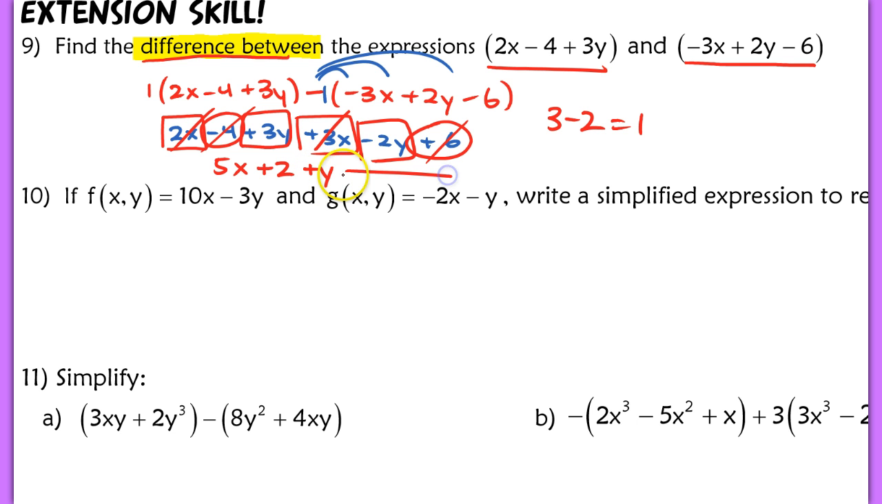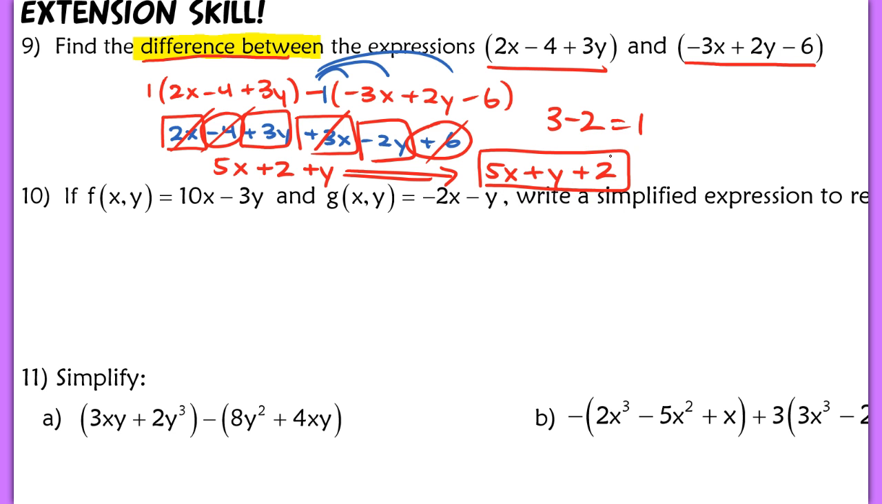Now let's put that in standard form. Let's do it over here. Remember, in standard form we're going to do it in alphabetical order, so we have 5x, and then the y would come next, and then the number is our last term. So 5x plus y plus 2 is my final answer because none of these can be combined.